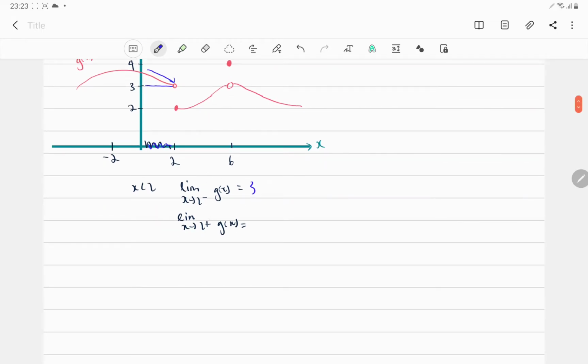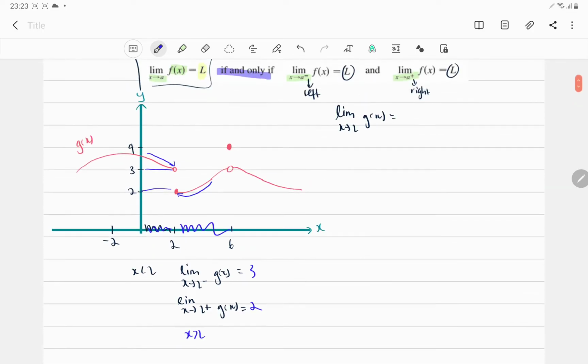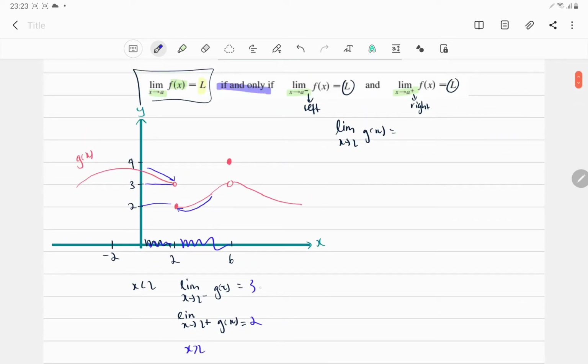Then for the limit as x approaches 2 from the right, which means x value is greater than 2, over here, it means that the graph is going to be approaching 2. Now the left and the right limits do not approach the same number, therefore it does not exist. Therefore the limit as x approaches 2 of g of x does not exist.